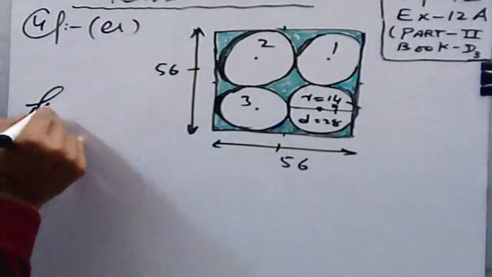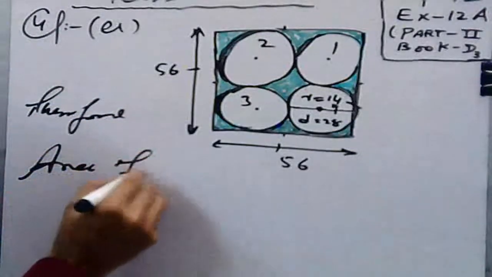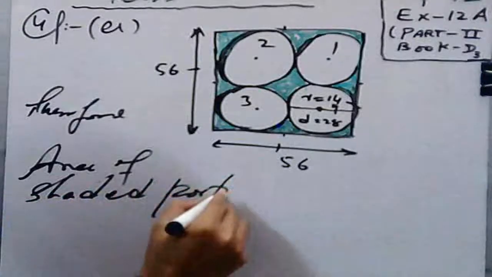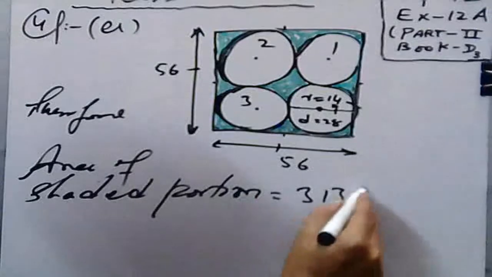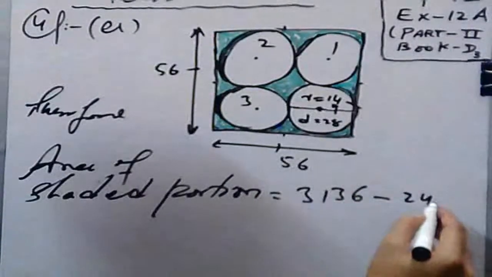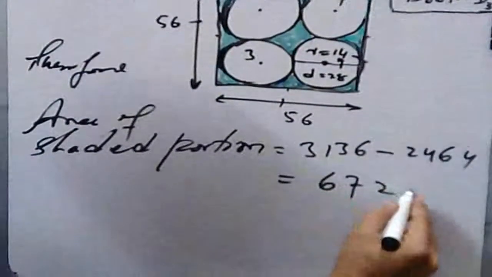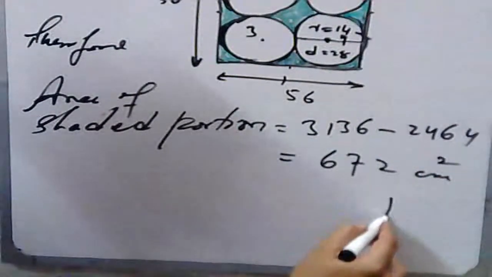Therefore, area of the shaded portion is equal to 3136 minus 2464, and you will get 672 centimeter square as your required result.